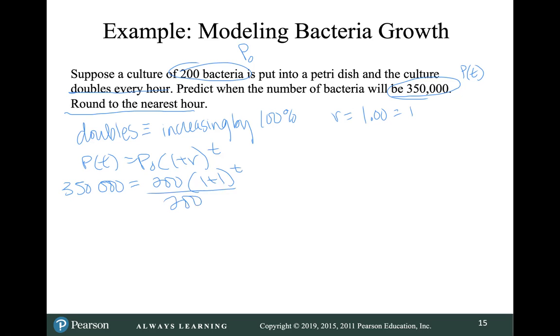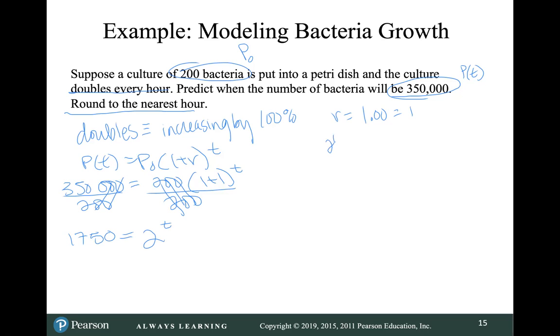Divide both sides by 200. 2 goes into 3, 1. 2 goes into 15, 7 times. 2 goes into 10, 5 times. Cross out the 2 zeros. I'm left with 1750 equals 2 to the t, as the 200 cancels out. Okay, so now I want to know what power of 2 is closest to 1750. So I want to know my powers of 2.